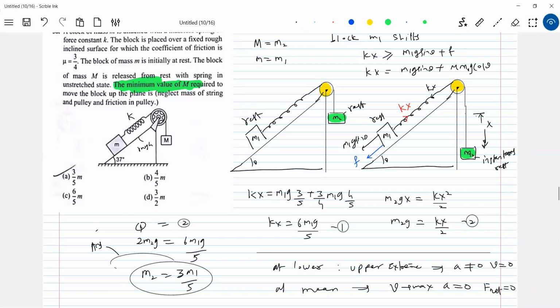Sir, what happens after shifting? Suppose you make M2 greater than 3M1 by 5, then before reaching this extreme, the block M1 is going to shift. Able to analyze? If M2 is equal to, say, 4M by 5, then what happens? The block M2, before reaching extreme, the M1 is going to shift. If M2 is less than 3M by 5, the M2 will oscillate and the M1 will never shift.